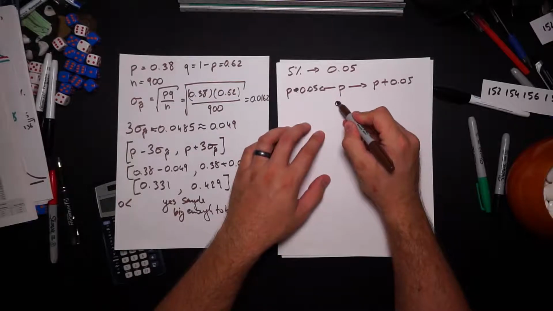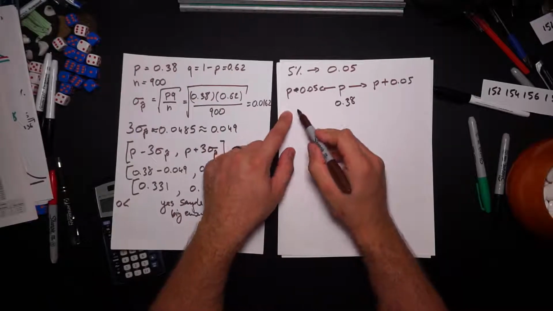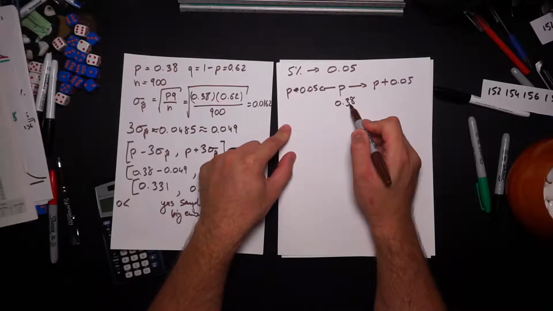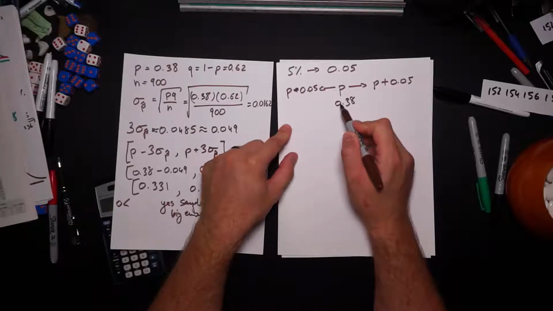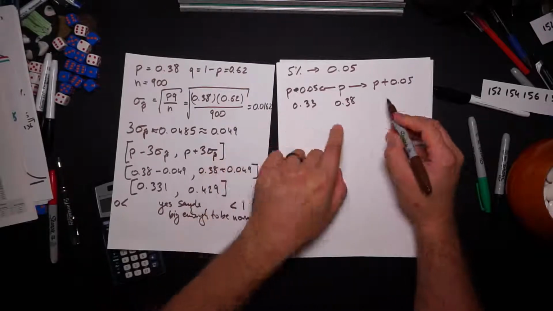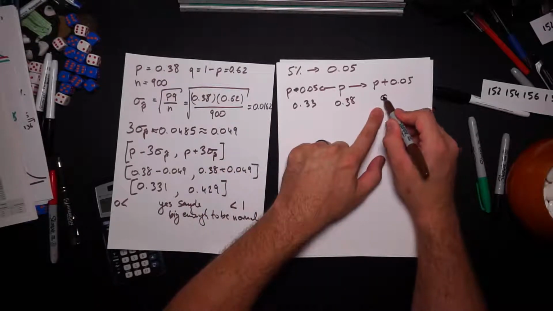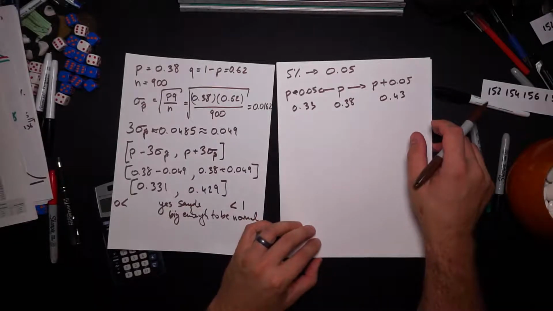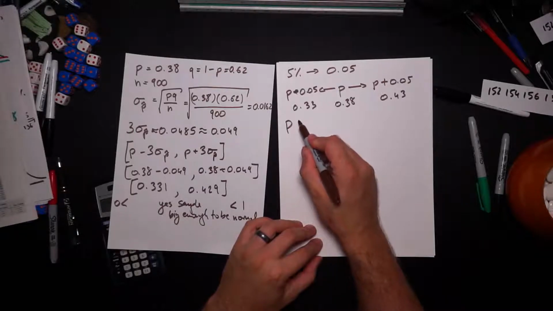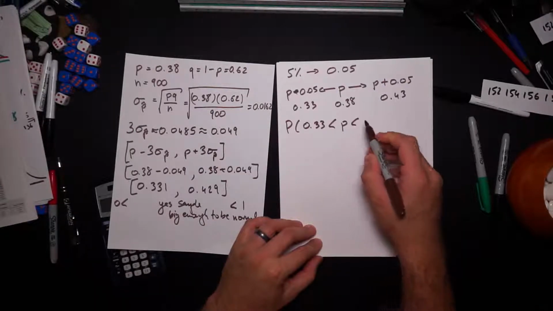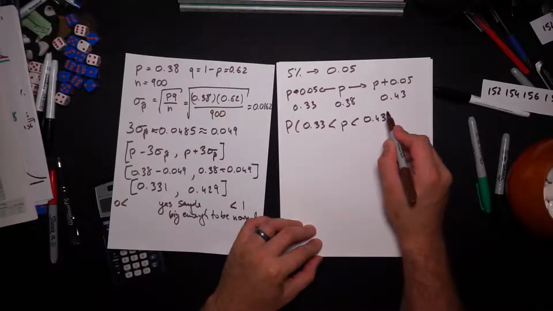Well, what was our P? P was 0.38. So P minus 5% is 0.33, and plus 5% is 0.43. So what we're looking for is the probability that 0.33 is smaller than P hat, smaller than 0.43.